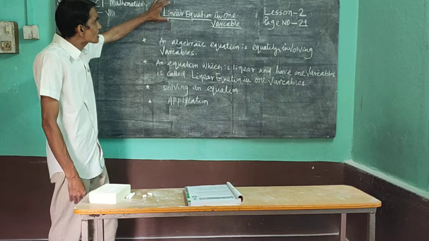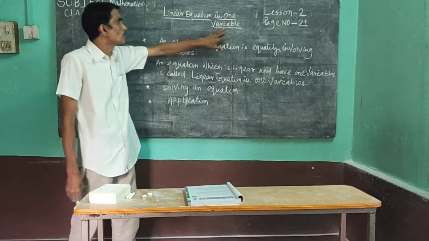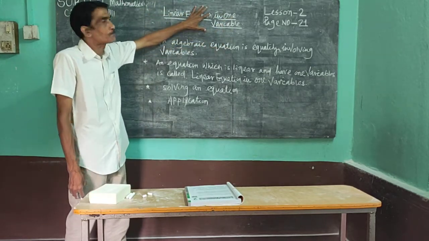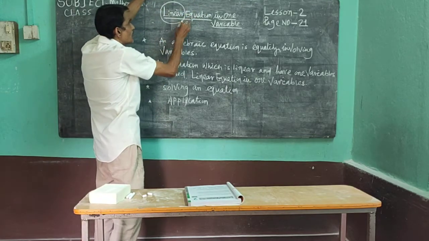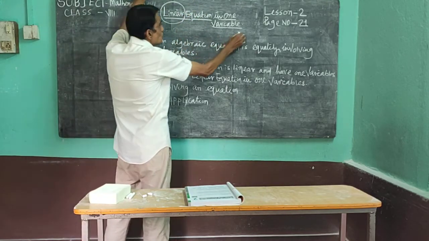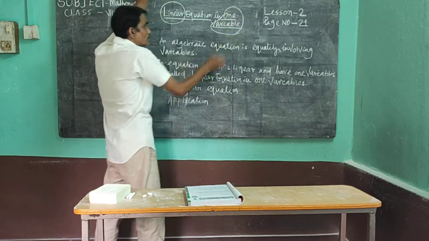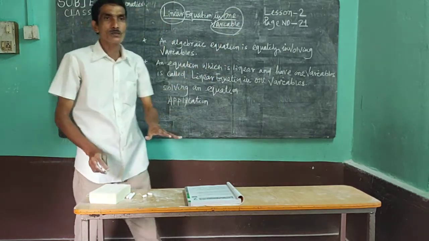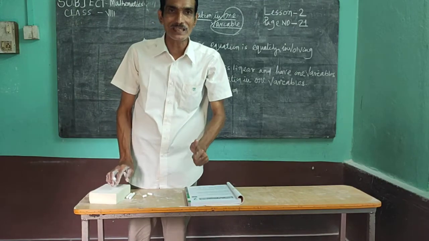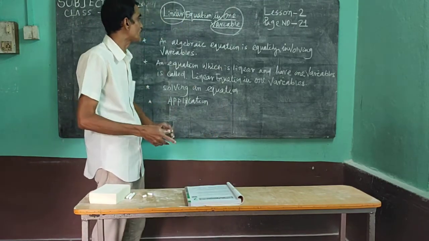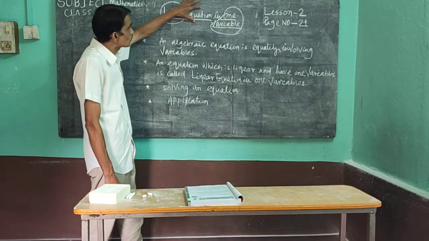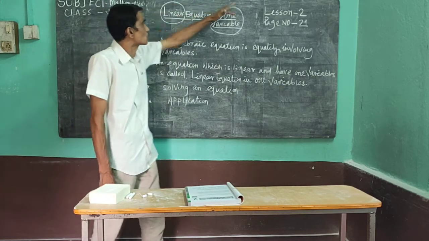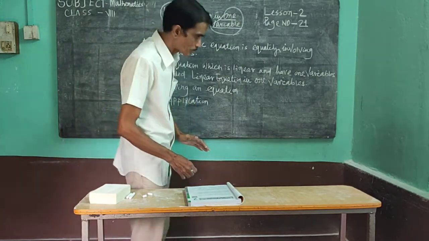The statement "linear equation in two variables" itself says its definition. That is, it should be a linear equation with one variable. Means an equation should be in the form of a linear and it should have one variable only. Before that, we should know what is an equation, then what is a linear equation in one variable.